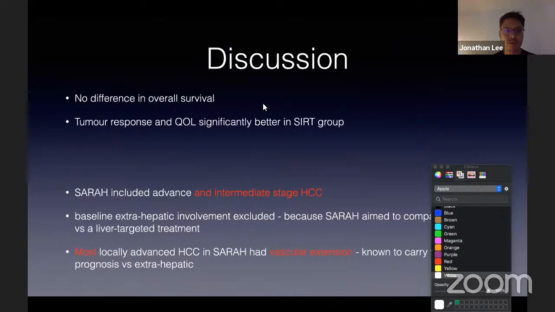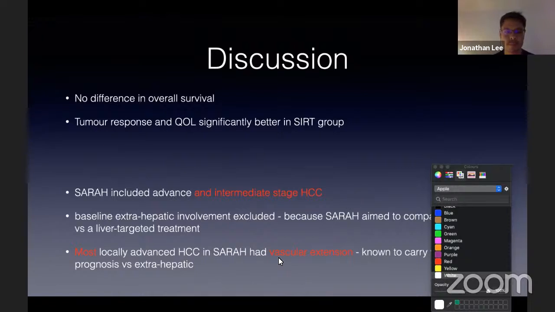So in terms of what we can glean from that, there's no real difference in the overall survival, but the tumor response and quality of life was significantly better in the SIRT group. Of note, though, the SARA trial did include intermediate stage HCC as opposed to some other trials or studies where they only included advanced HCC.